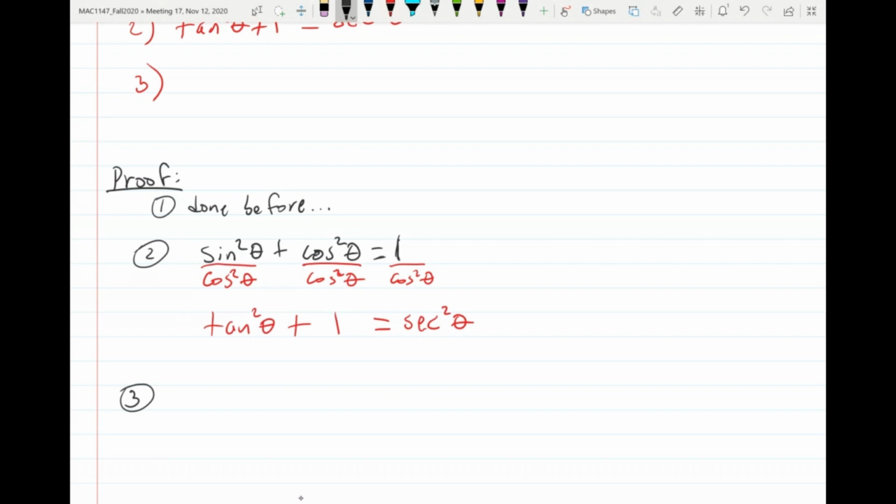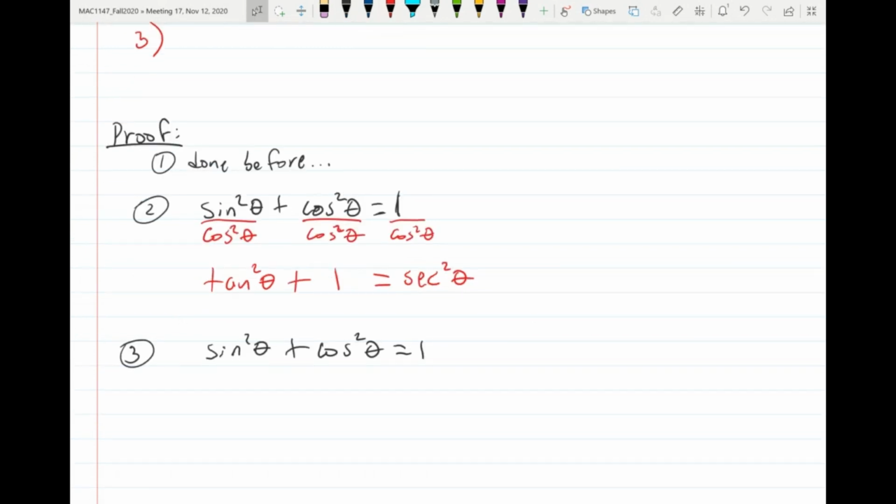And similarly, what is number 3? Well, you have sine squared plus cosine squared equals 1 again. But this time, instead of dividing by cosine squared, nobody stopped me from dividing by sine squared, right? Let's do the same thing, but let's divide by sine squared and see what we get. So if we divide by sine squared, what do we get?